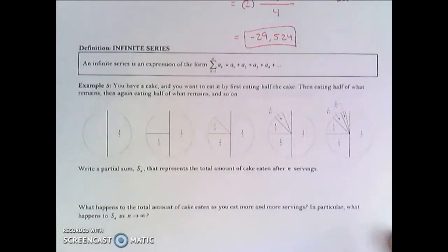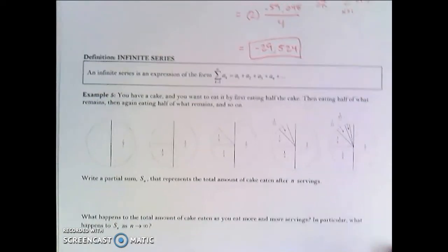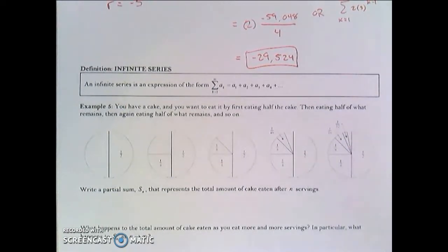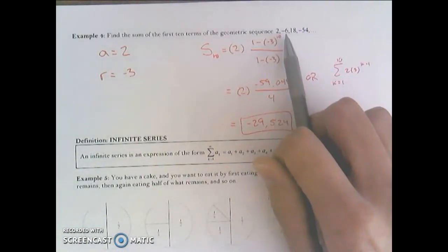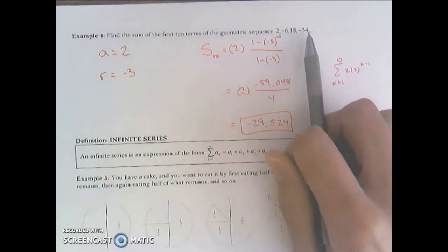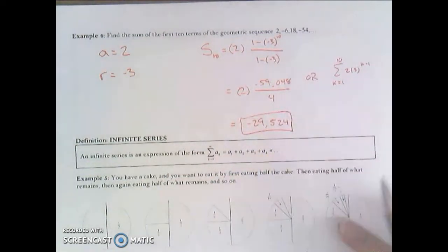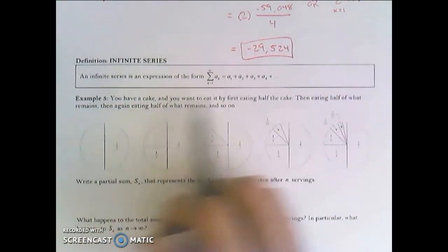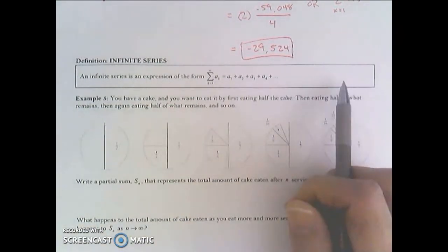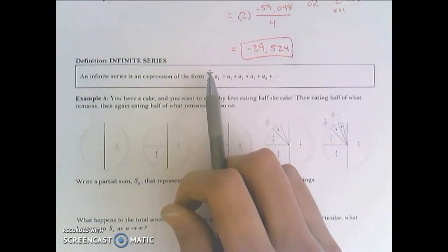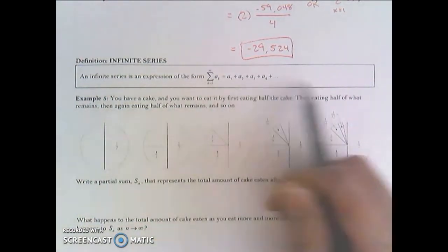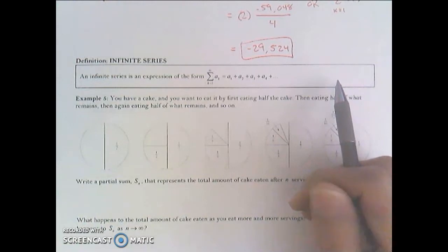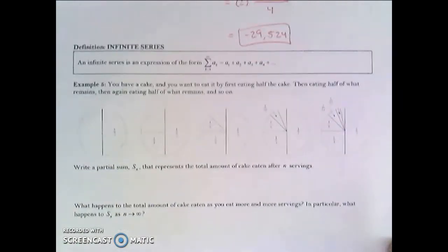Let's talk about infinite series. So a series is like a sum of a sequence, right? So if we add all these terms, 2 plus negative 6 plus 18 plus negative 54, that would be considered a series. An infinite series is a sum that goes on infinitely. So sigma all the way up to infinity. We want to just continue that series on forever and ever. That's an infinite series. So let's talk about an example of an infinite series.